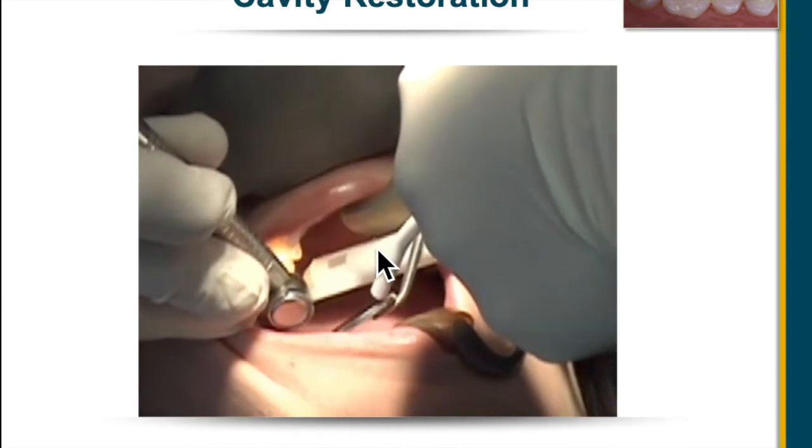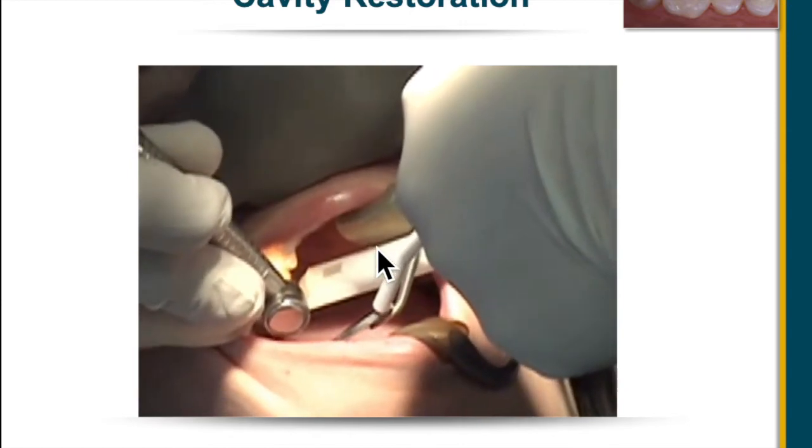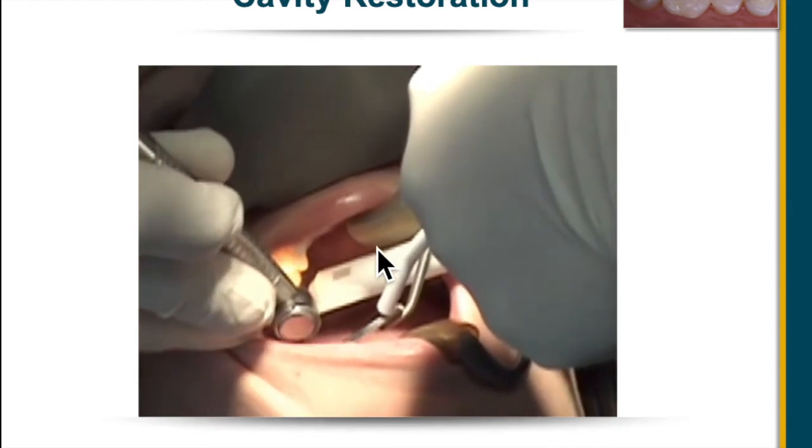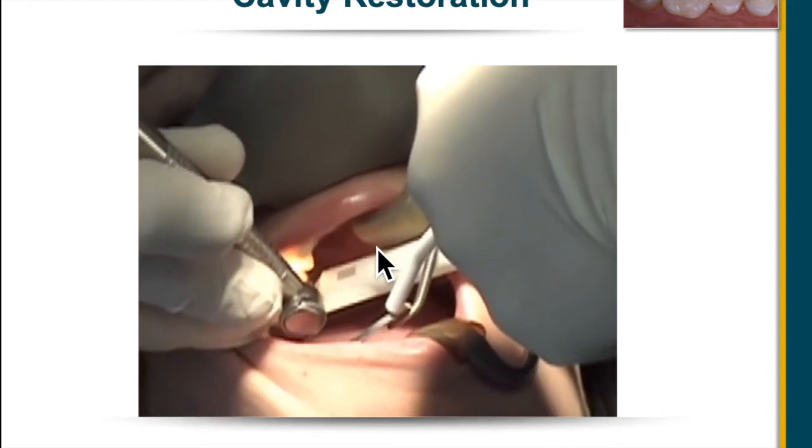So again, note the position of the instruments, the handpiece, the direct view of the doctor to the mirror, the suction tip, and the air-water syringe tip.